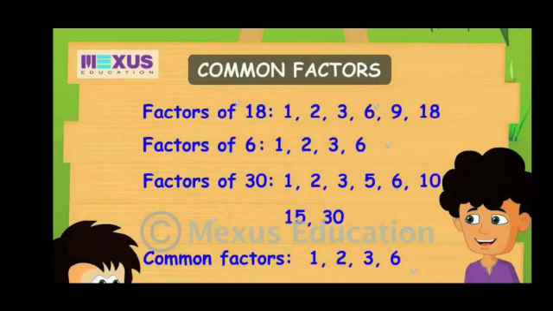Okay. So, factors of 18 you have written, factors of 6, factors of 30. Among these three, what are the common numbers? What are the numbers you repeated already? Yes, 1 is there. 1 is common in all. 2 is also common. 3 is also common. And one more is there, that is 6. So, the common factors of 18, 6 and 30 are 1, 2, 3 and 6.